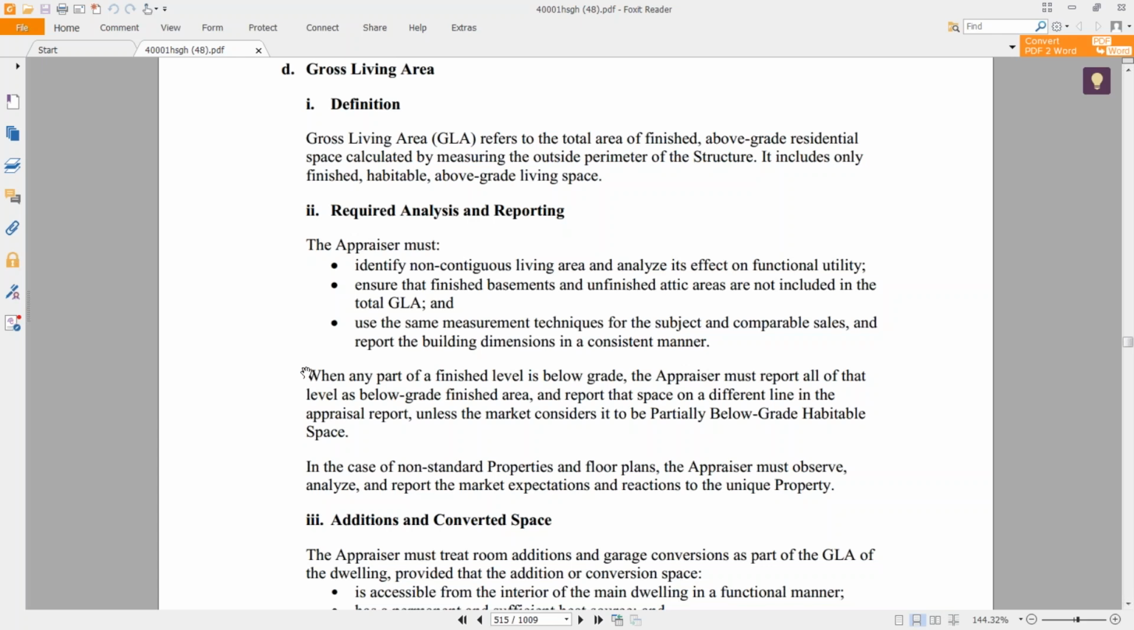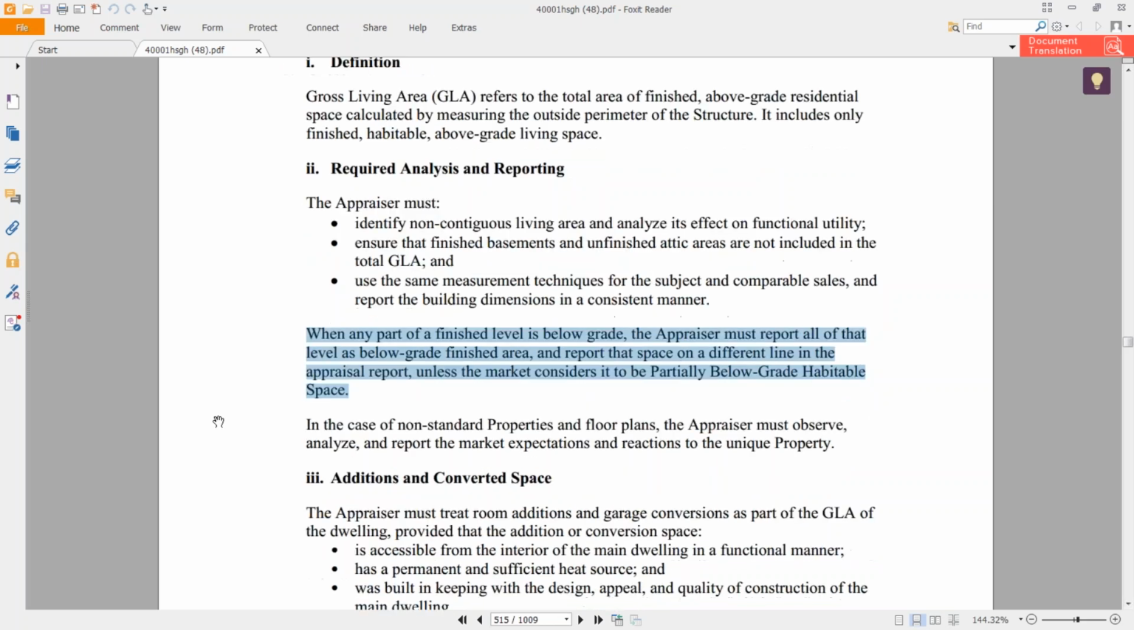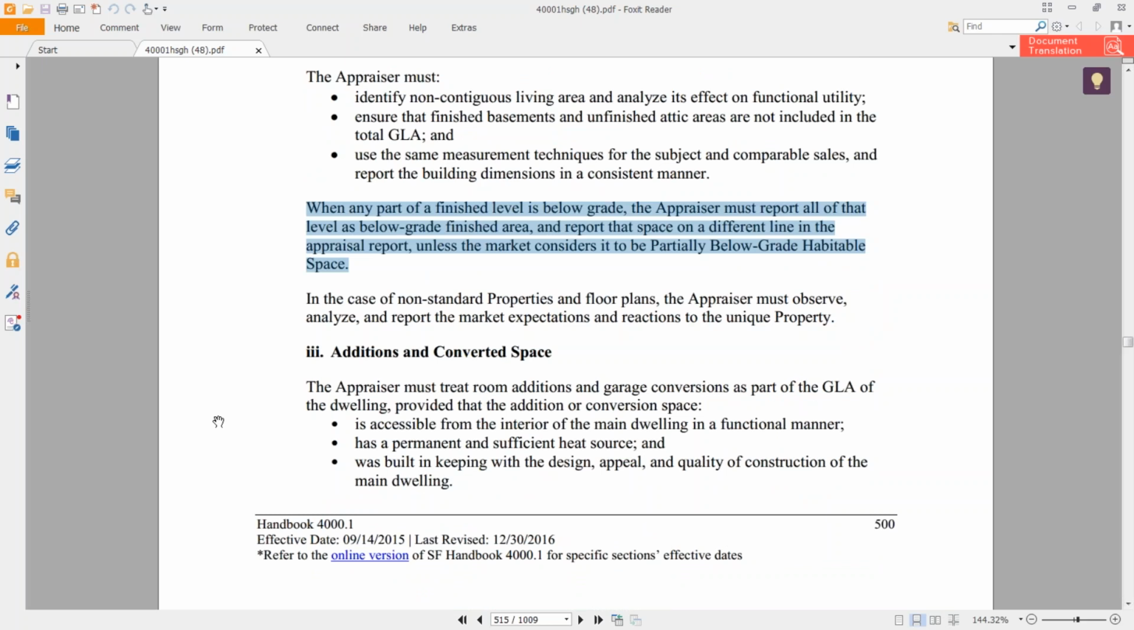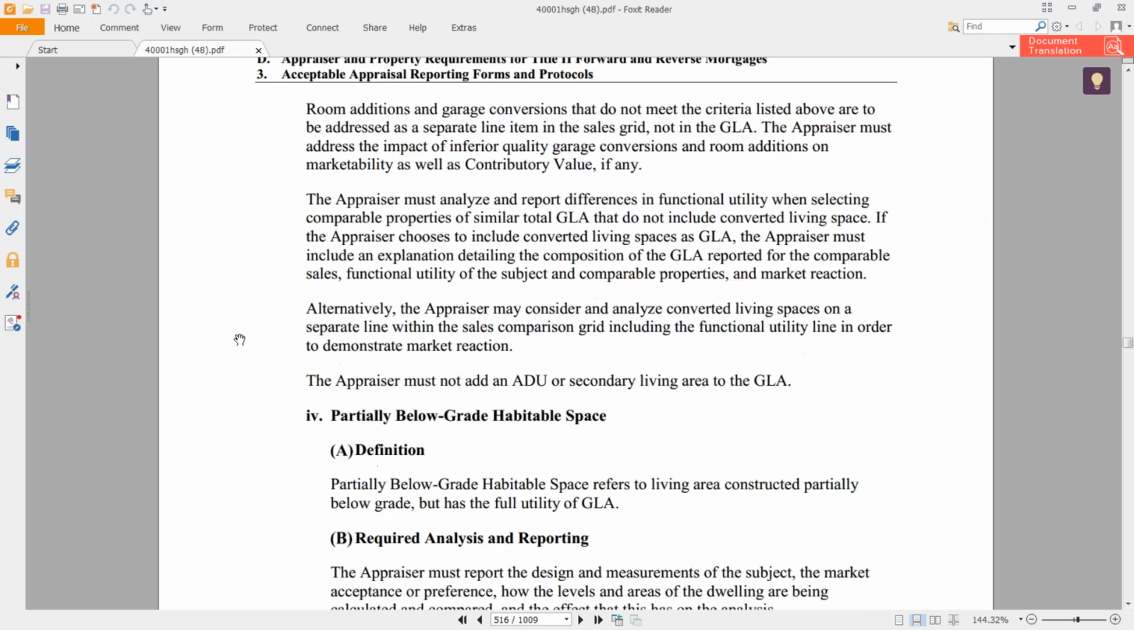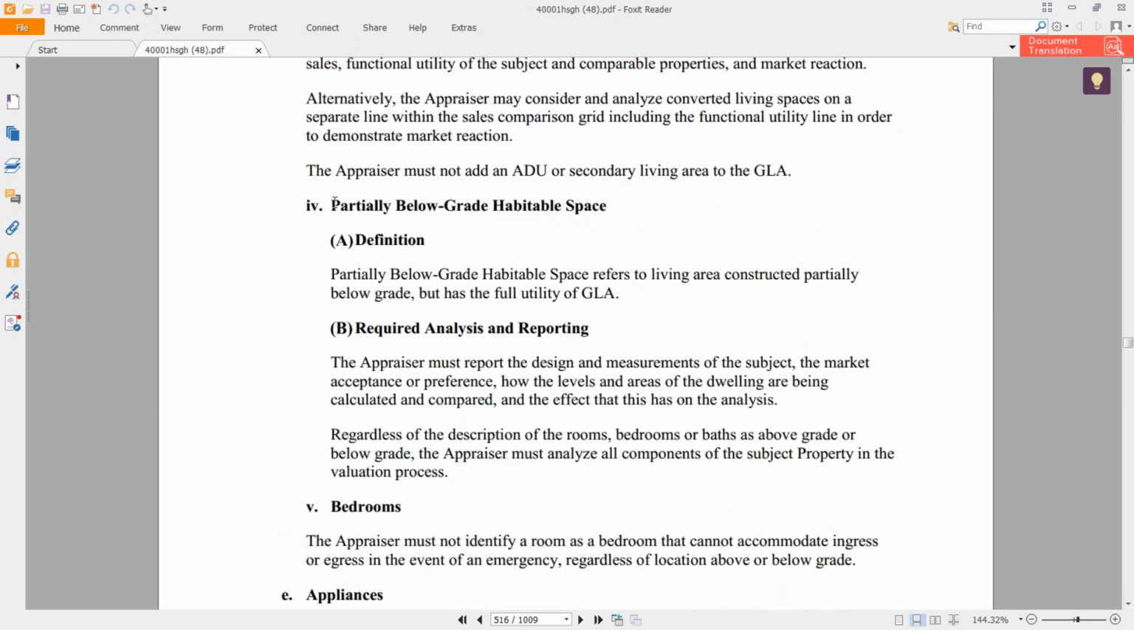Okay, when any part of a finished level is below grade, the appraiser must report all of that level as below grade finished area and report that space on a different line in the appraisal report unless the market considers it to be partially below grade habitable space. Okay? In case of non-standard properties and floor plans, the appraiser must observe, analyze, and report the market expectations and reactions to the unique property. So if we take a look further down, here's where they talk about the partially below grade habitable space. So that refers to living area constructed partially below grade but has the full utility of GLA.